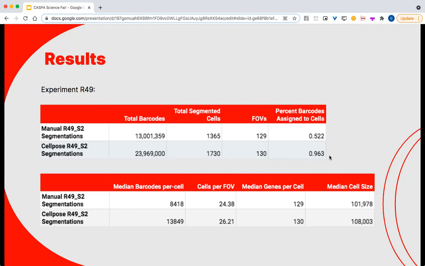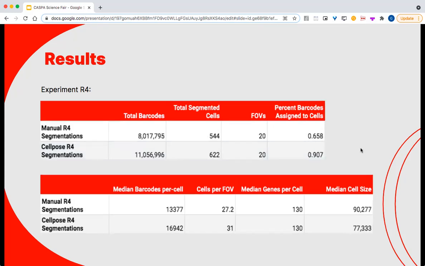And that's also consistent throughout all of the data. We can see that CellPost outperforms manual segmentation with, for example, median cell size, genes per cell, cells per field of view, median barcodes per cell. It all consistently performs better. And then with experiment R4, we can see that it's a similar story. It's very consistent. So once again, CellPost performs better in terms of including more of the barcodes, not all of them.